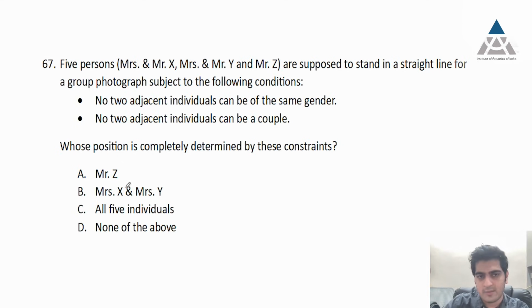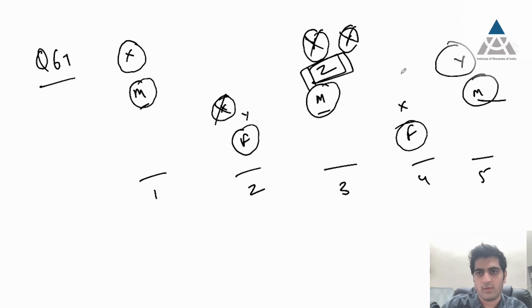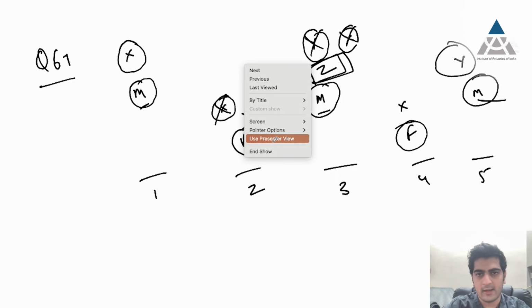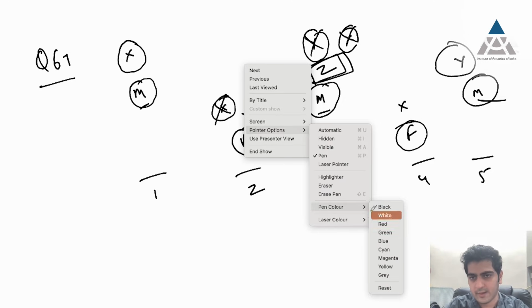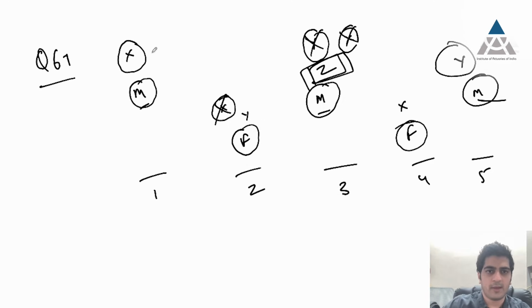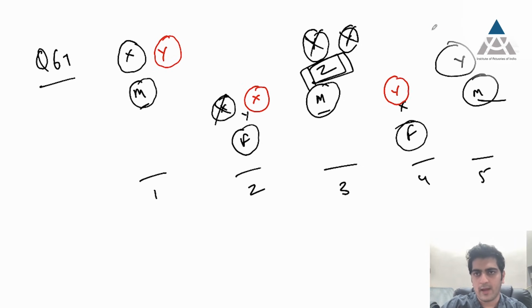So here, look at the options. Mr. Z, Mrs. X and Y, are they fixed? No. See, I'll just rewrite the other option in red. So for example, this could be Mr. Y, which means this would be X, which means this would be Y, and this would be X. Correct? Same pattern, they follow all the same rules, but a different pattern.